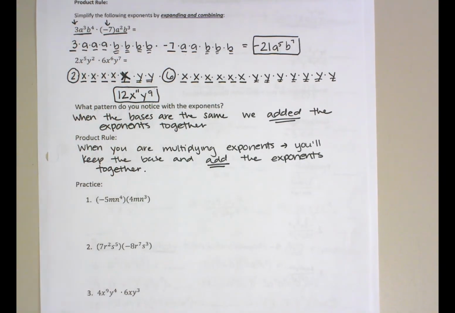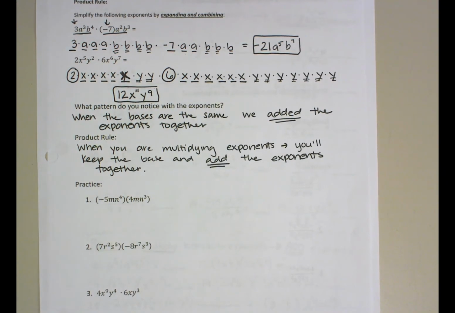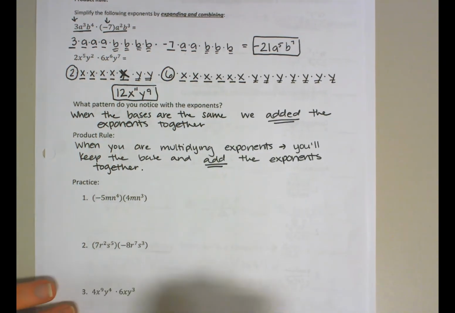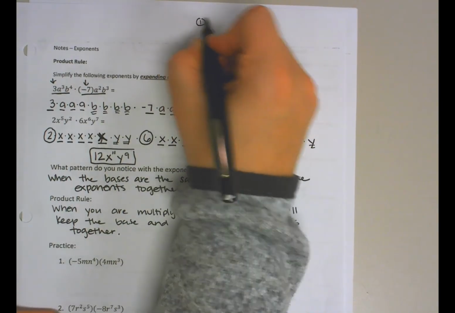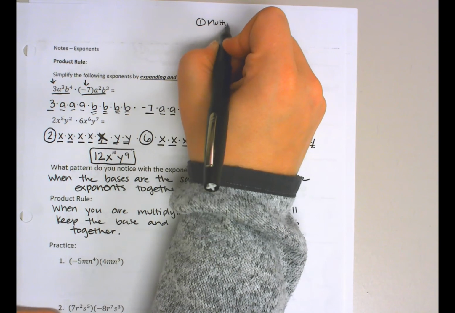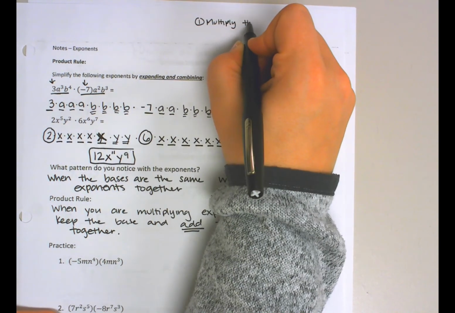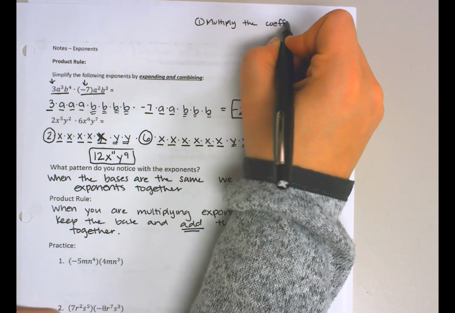So you're going to keep the base and add the exponents together. Okay, so a couple things to keep in mind, and if you want to write this at the top, the first thing I would do in this process is I would multiply those numbers in the front together. Multiply the coefficients. Those are those numbers in the front.